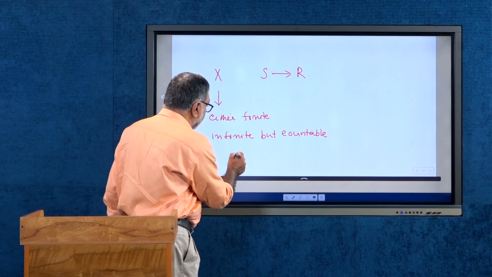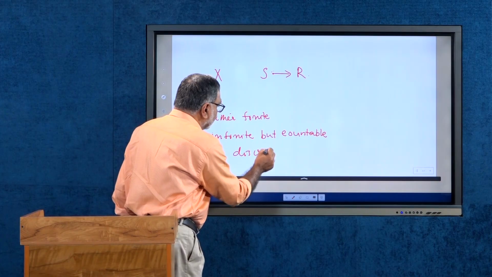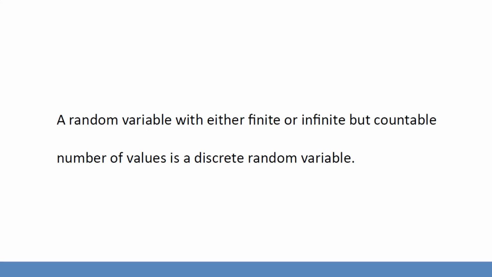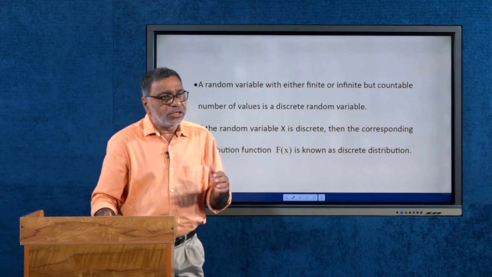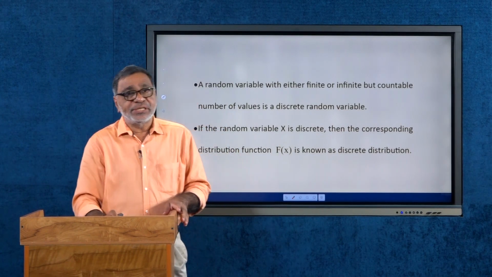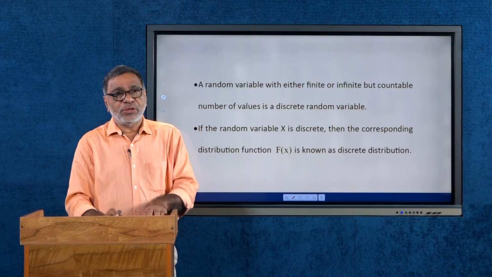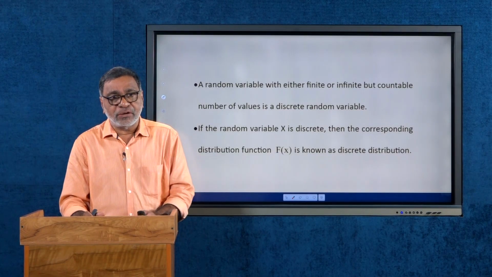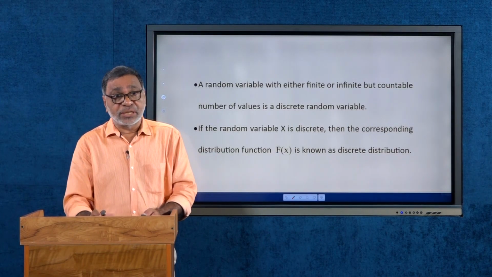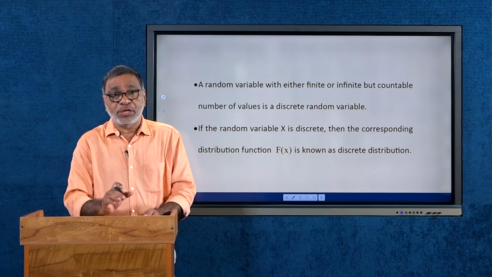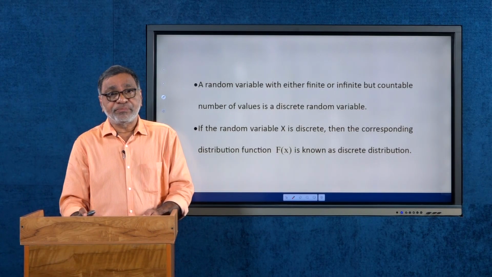So this is the definition of the discrete random variable: a random variable with either a finite or infinite but countable number of values. The corresponding distribution function is also known as discrete distributions. So for a discrete random variable, we are going to discuss discrete distributions like binomial, Poisson, etc.